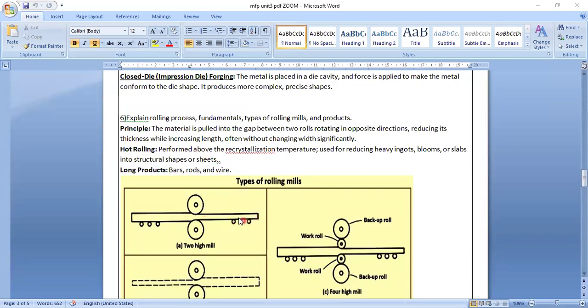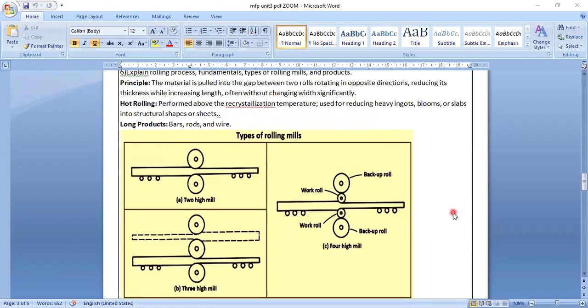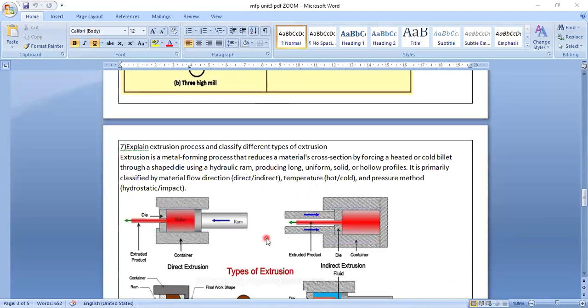Further, this thickness is reduced, less thickness, while increasing the length. But area is decreasing, length is increasing. I said area to volume before, often without changing significantly. Hot rolling is performed above the recrystallization temperature, where we use it for heavy reduction of ingots, blooms, and slabs into structural sheets. So in long products, bars are used, rods are used, wires are manufactured.